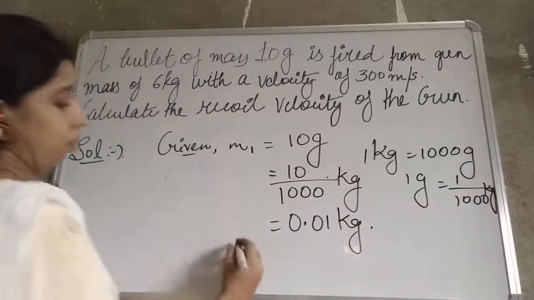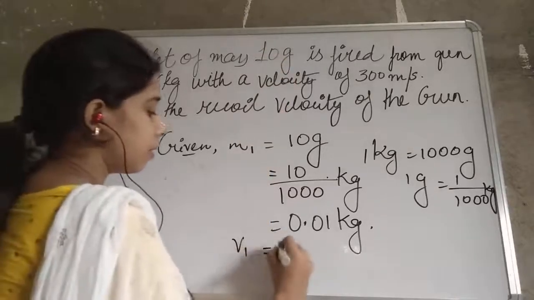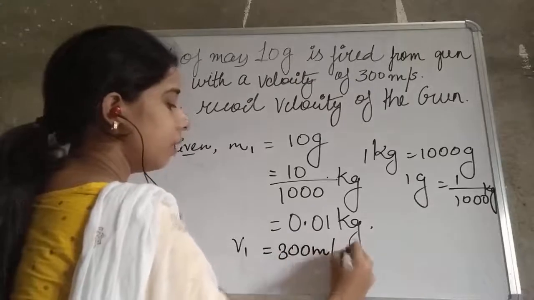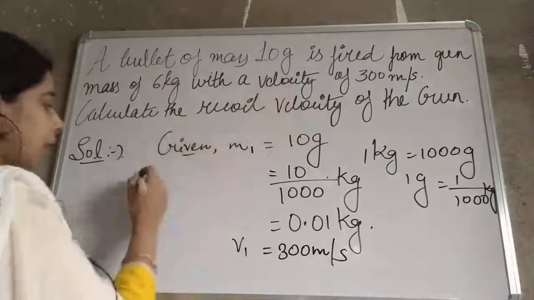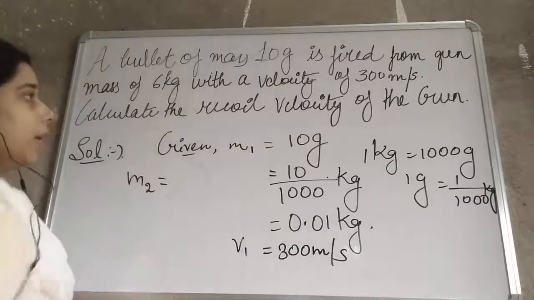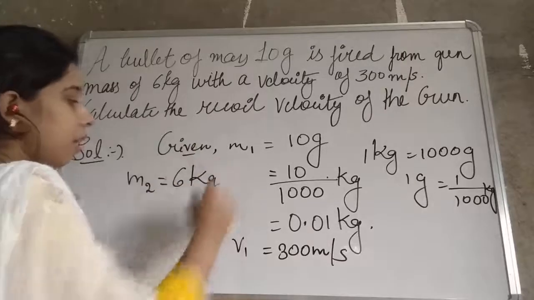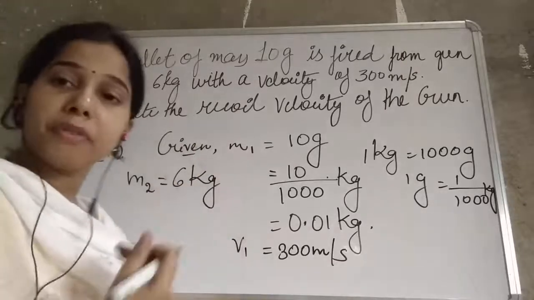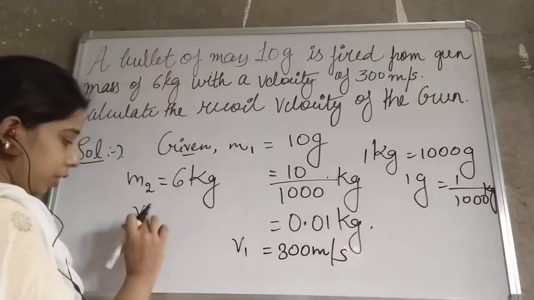Now the velocity of the bullet given here is 300 meter per second. If we see the mass of the gun, so m2 is equal to 6 kg, and the recoil velocity of the gun we have to find. So we will denote it with v2.